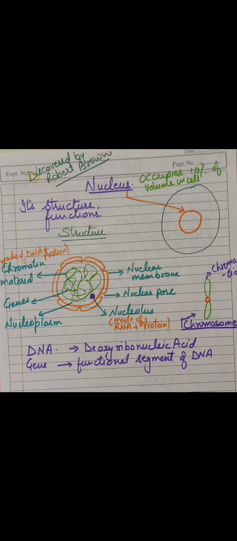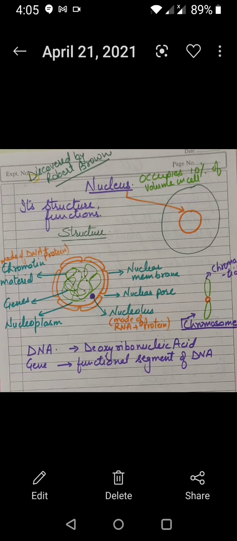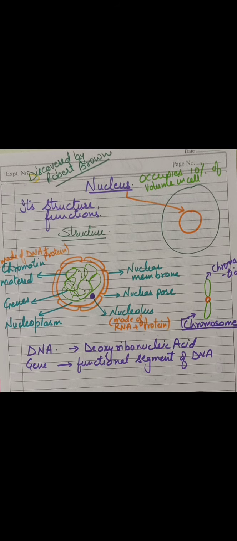Within this nucleus, you can see thread-like structures. These are called chromatin material. This chromatin material is made up of DNA and protein. This whole content is present in a liquid called nucleoplasm. On this chromatin material, we are able to see small dot-like structures called genes. A dark spherical body, which is dense in nature, is also present in the nucleus, called the nucleolus. This nucleolus is made up of RNA and protein.